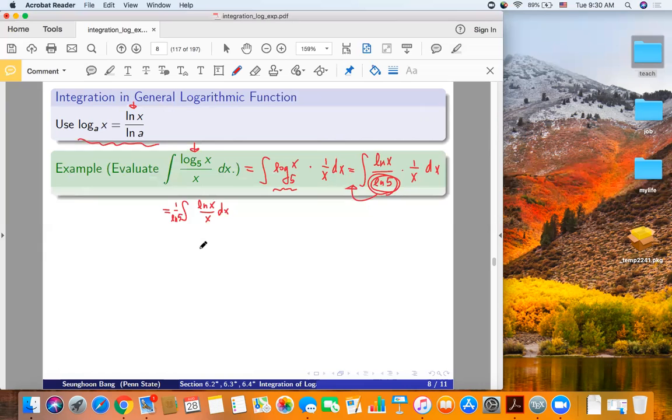Next, how can you solve this problem? You have to use u substitution. u equals ln of x. The du is ln of x prime dx, which is the same as du equals 1 over x dx. So let me see. Here you keep 1 over ln of 5 and the integral. In this one, ln of x is u.